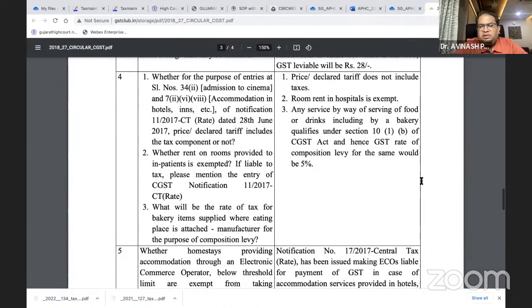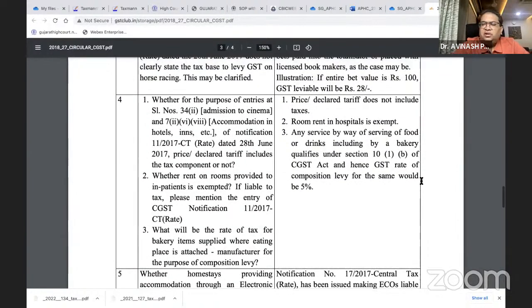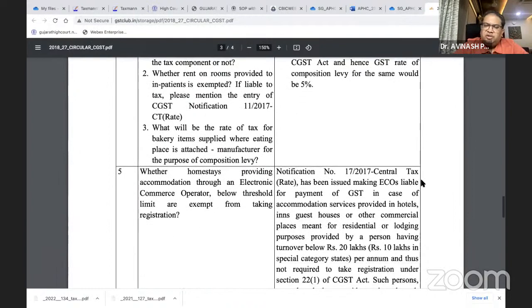Third, what will be the rate of tax for bakery items supplied where a eating place is attached, manufacturer for the purpose of composition levy? So therefore, if there is a bakery wherein they have a separate place also, wherein you can sit and eat, what will be the rate of tax which is applicable to the bakery items? So it says any service by way of serving of food or drinks, including by way of a bakery, qualifies under section 10(1)(b) of the CGST Act, and hence GST rate of composition levy for the same would be 5%. 5% will be the rate which will be applicable.